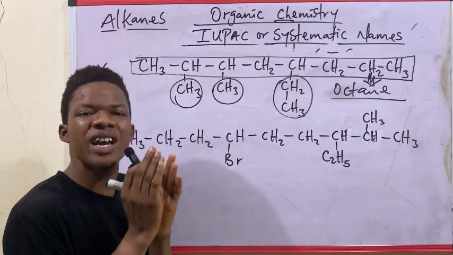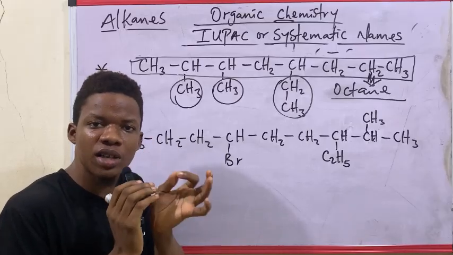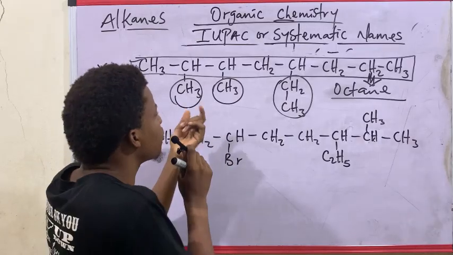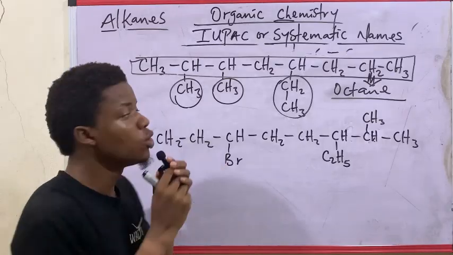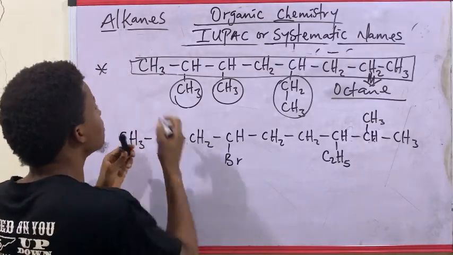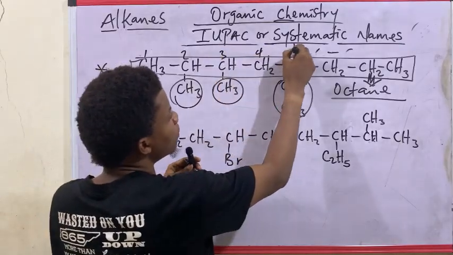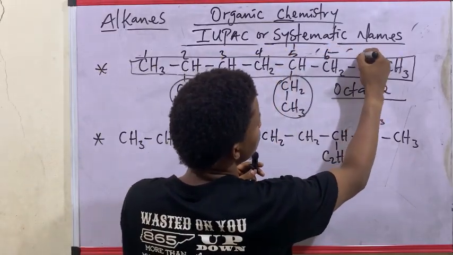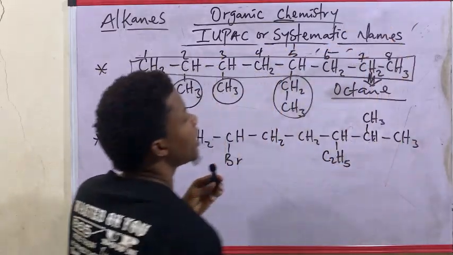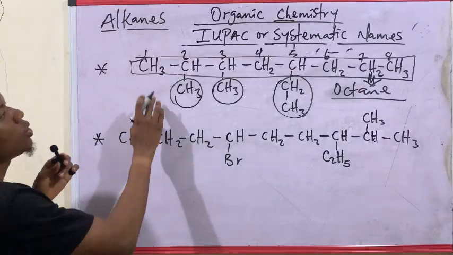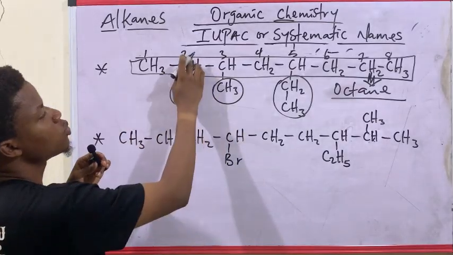So between 4 and 2, which one is smaller? Because we are using the smaller number. So which one is smaller? It is 2. So we start our numbering from this direction. 1, 2, 3, 4, 5, 6, 7, and then what? 8. So we have 2 methyl groups on carbon 2 and 3.